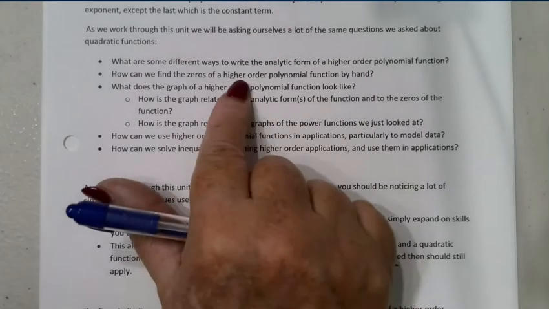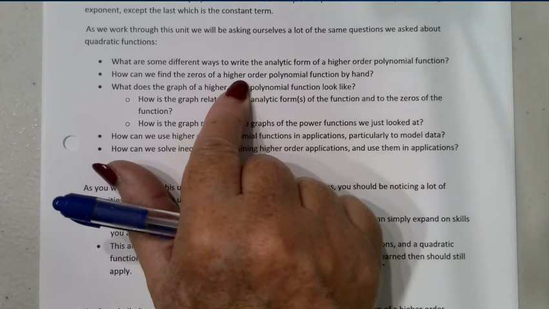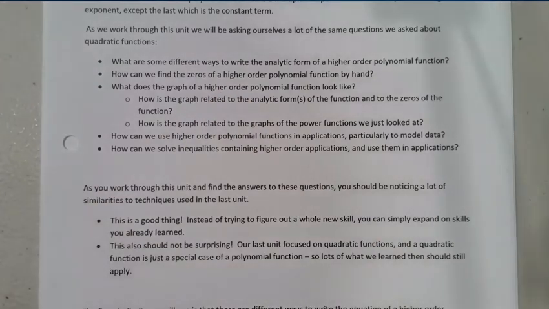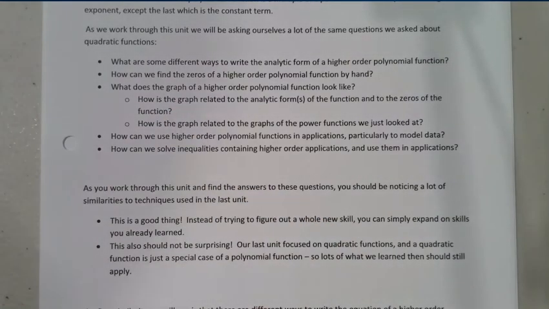We talked about how to find the zeros, which really comes down to solving the equations. Again, remember with quadratics we had a few ways, like factoring and completing the square and what else? Quadratic formula, square root method, stuff like that. We'll look at methods for these higher order polynomials. We'll want to look at the graphs of higher order polynomials. We'll be building on the graphs of power functions that we've already looked at.